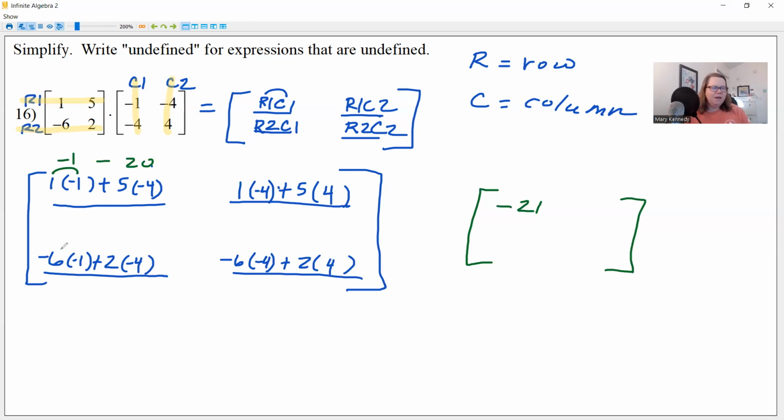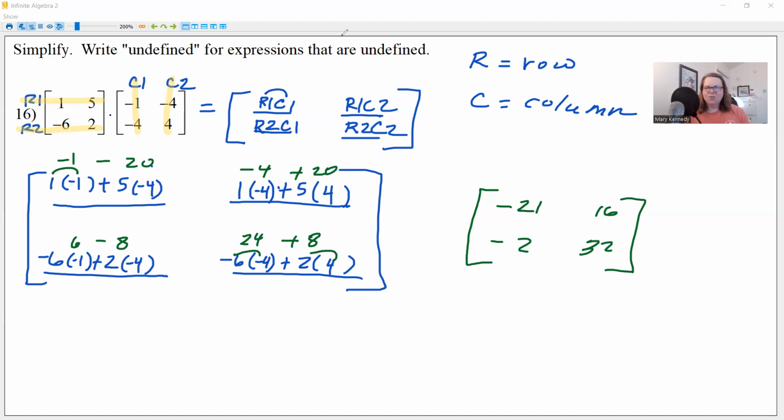All right. -6 times -1 is 6. And then this is -8. 6 minus 8, that's -2. And -4 plus 20, so 20 minus 4 is 16. And then 24 and 8. 24 plus 8 is 32. All right. That is the solution.